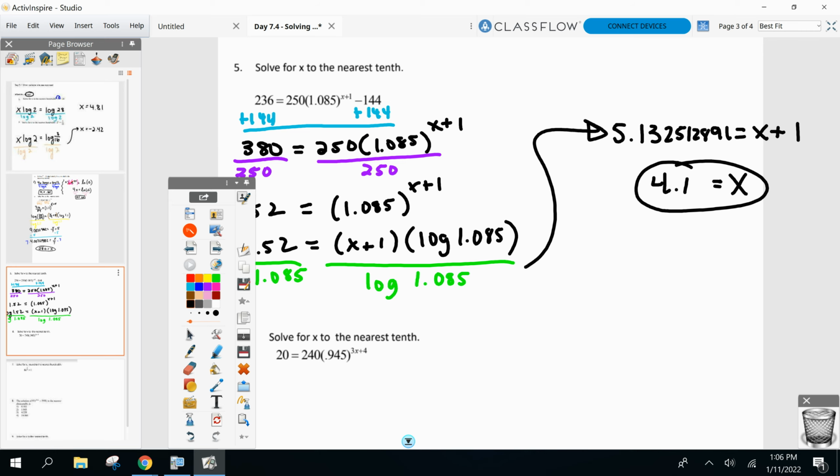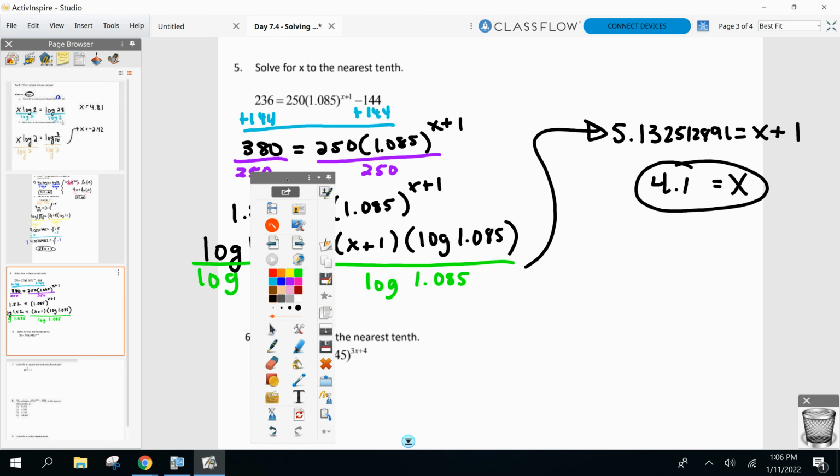Next one on your own. See if you can get 13.3.